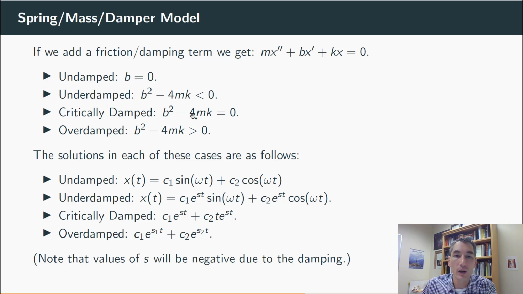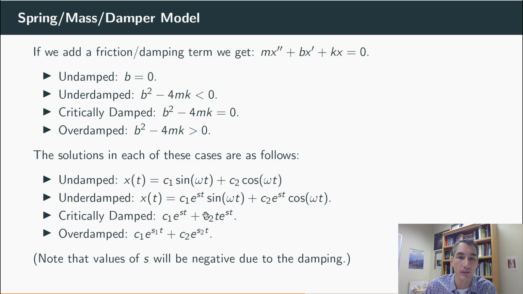In the event that b squared minus 4mk is equal to 0, that's called critically damped. This is when you'd get a double root in your characteristic equation. And overdamped, b squared minus 4mk positive, would correspond to getting two real roots in your characteristic equation. And so the solutions that correspond: well, if there's no friction, we just get sine and cosine. The undamped motion just goes forever and ever as a sine and cosine function. Underdamped, that's when the expression under the radical of the quadratic formula is negative, so you're going to get imaginary numbers.